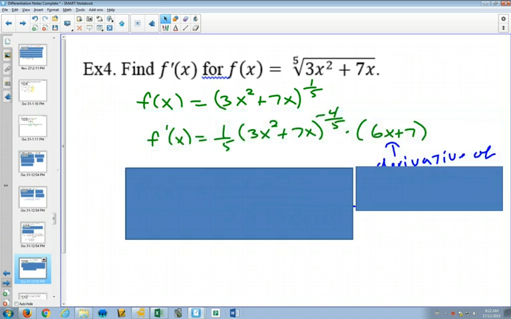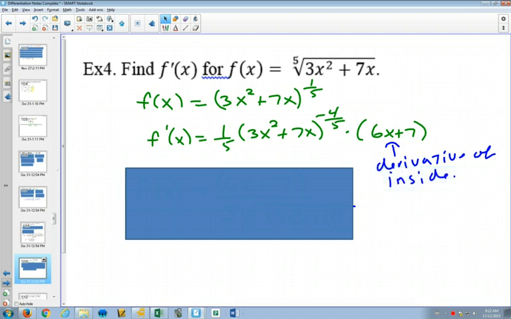Bring that 1/5 in front, subtract 1 from the exponent, negative 4/5. So you're going to get really good at subtracting 1 with fractions, I said earlier in this year. And this is one of the reasons. And then the derivative of the inside is going to be 6x plus 7.